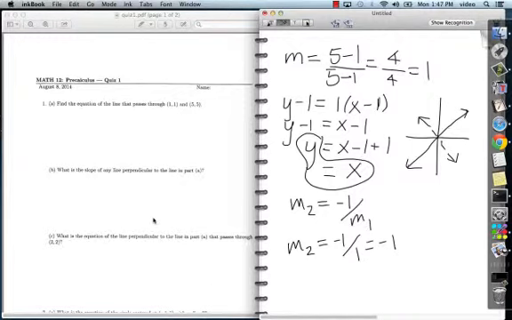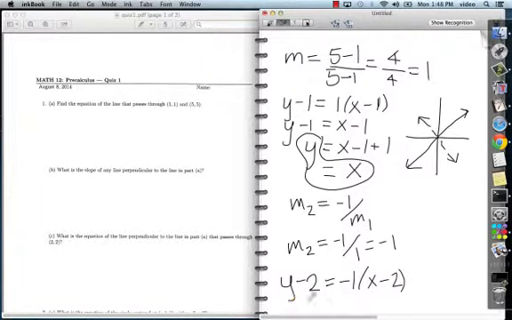Okay, now part C asks us, what is the equation of the line perpendicular to the line in part A that passes through (2, 2)? Well, obviously we know that since this line is perpendicular to the line in part A, it'll have slope -1. But it's also going to pass through (2, 2). So I have a point on the line, and I have the slope. So I'm going to again put it into point-slope form. Point-slope form says that y minus my specific y value, which is 2, is equal to my slope, -1, times x minus my specific x value, which is also 2.